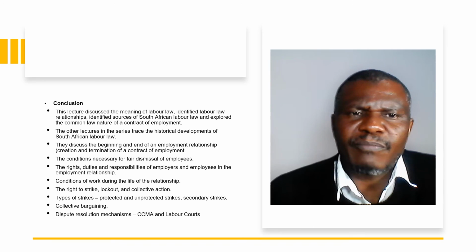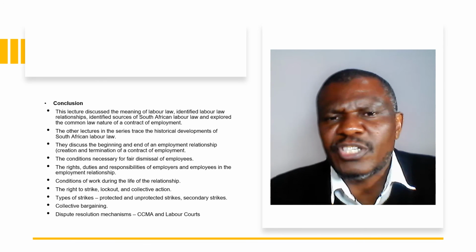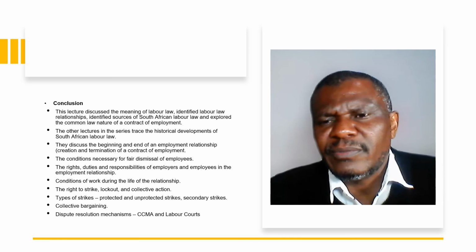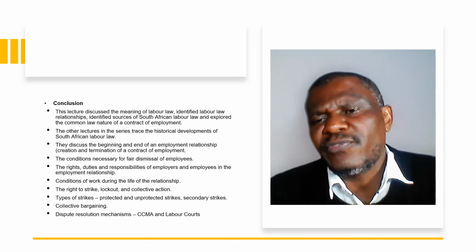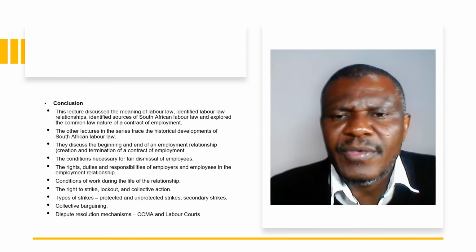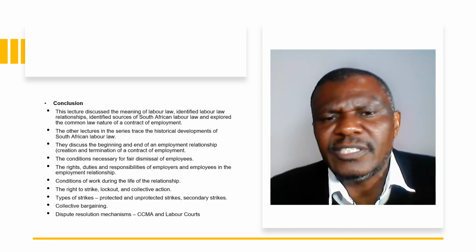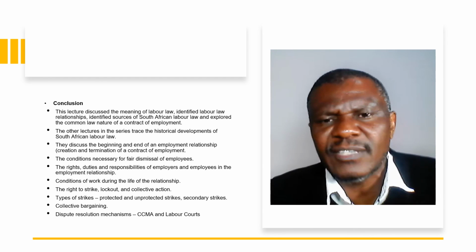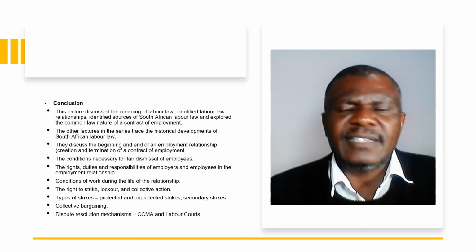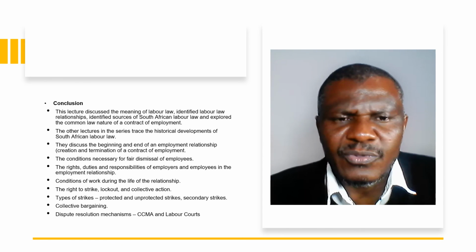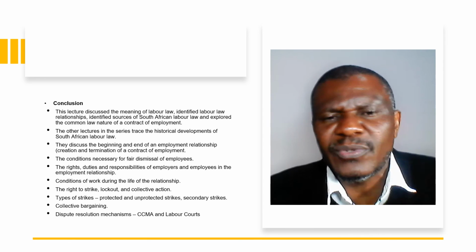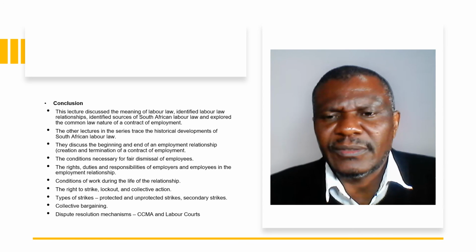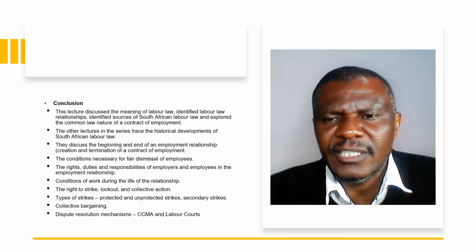So we have videos that discuss the beginning and the end of the employment contract, that is creation and termination of a contract of employment, the conditions necessary for fair dismissal of employees, and the rights, duties, and responsibilities of employers and employees in the employment relationship, the conditions of work during the life of the relationship, the right to strike, lockout, collective action, collective bargaining, the types of strikes. We're talking here about the protected and the unprotected strikes, the secondary strikes, collective bargaining and dispute resolution mechanisms. This time we are looking at the CCMA and the labor courts. So look out for the videos that I have spoken about.